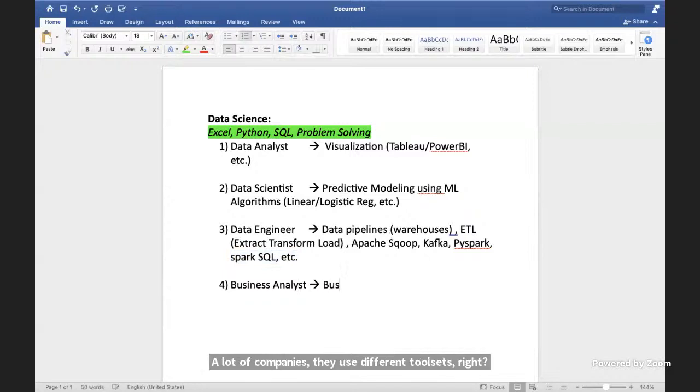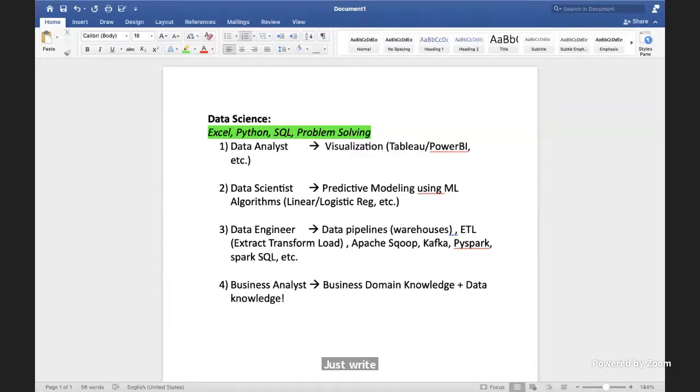A business analyst is a person who has business domain knowledge, plus data knowledge. Now, is there anyone here with more than 5 to 8 years of experience? Just write yes in the chat if you are. Which domain are you from, which market? Is it insurance? Is it health? Ops. Banking ops. Perfect. So let's say Vaibhav has 8 years of experience in banking. Bhagyashree has experience in finance.